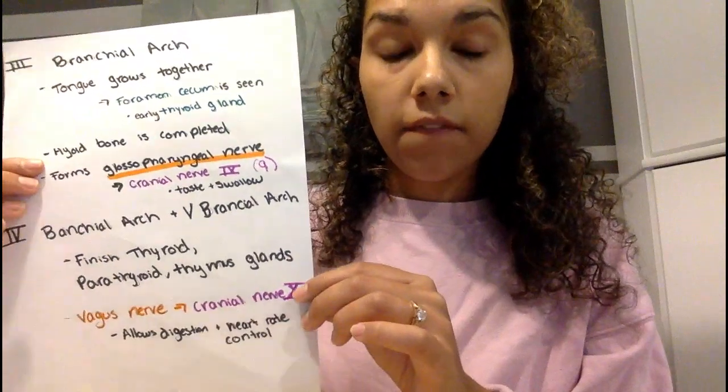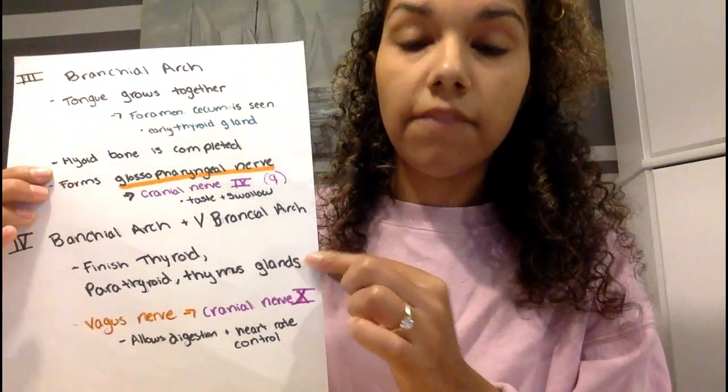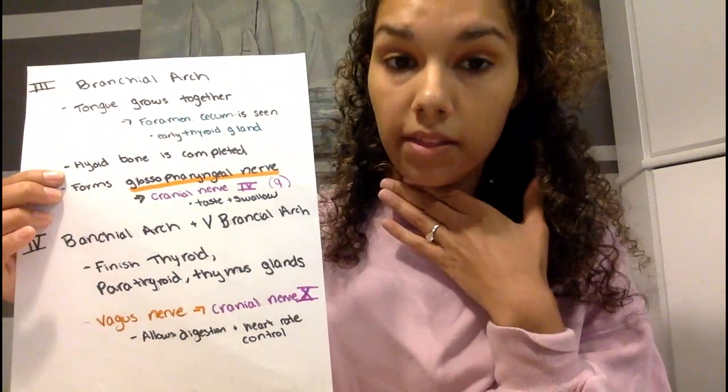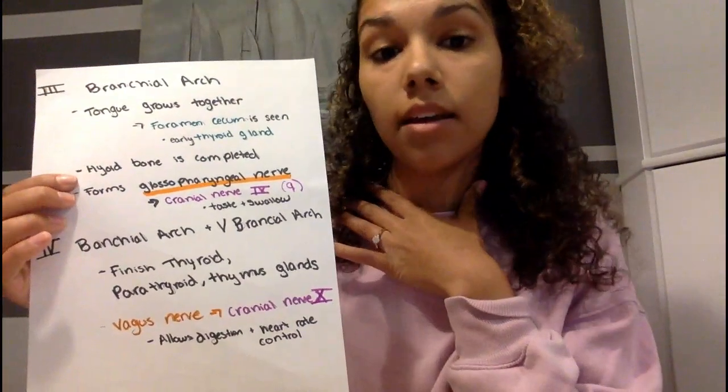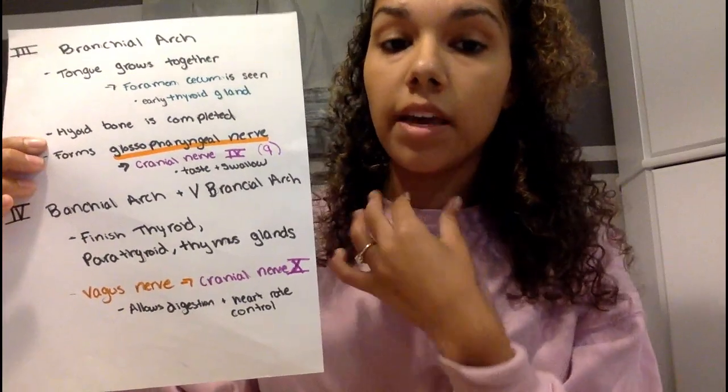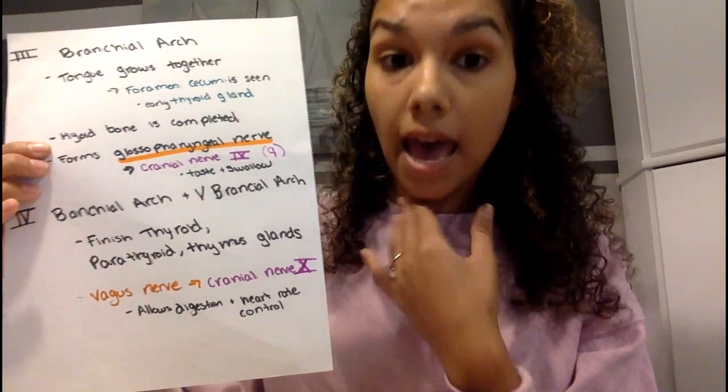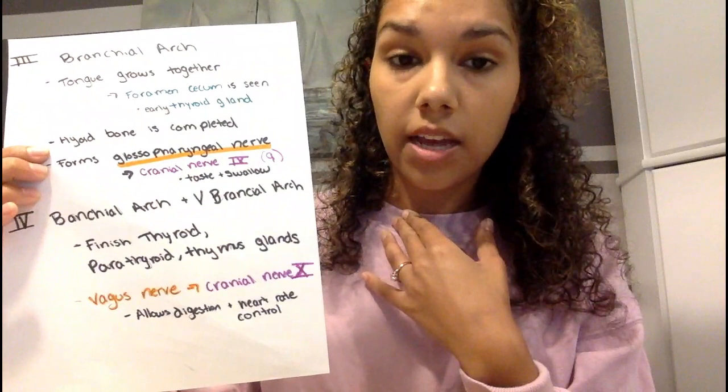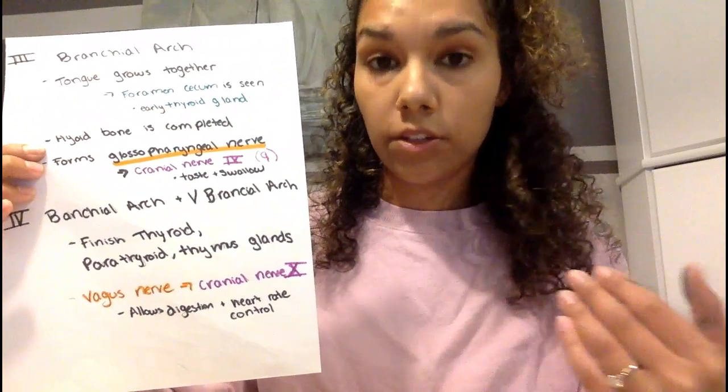And then the fourth and fifth branchial arches, they finish the thyroid, the parathyroid, and the thymus glands. So we're just kind of moving down, like I said. And these include the vagus nerve, which is cranial nerve 10, and that allows for digestion and heart rate control. So those are the 5 branchial arches with the frontal process.